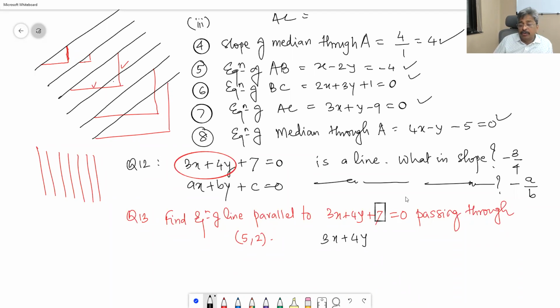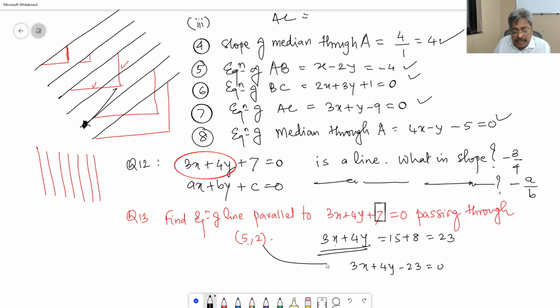Understand this. This is how the bridge between geometry and algebra is being constructed, that is what I am trying to demonstrate. If it is 3x plus 4y plus 7, suppose this is the specific line. But if the parallel line is passing through some other point, (5, 2), then the LHS, or the non-constant terms, will be exactly the same. And this point should satisfy it, therefore the constant is 15 plus 8 is equal to 23. So 3x plus 4y minus 23 is equal to 0 is the equation of the line.